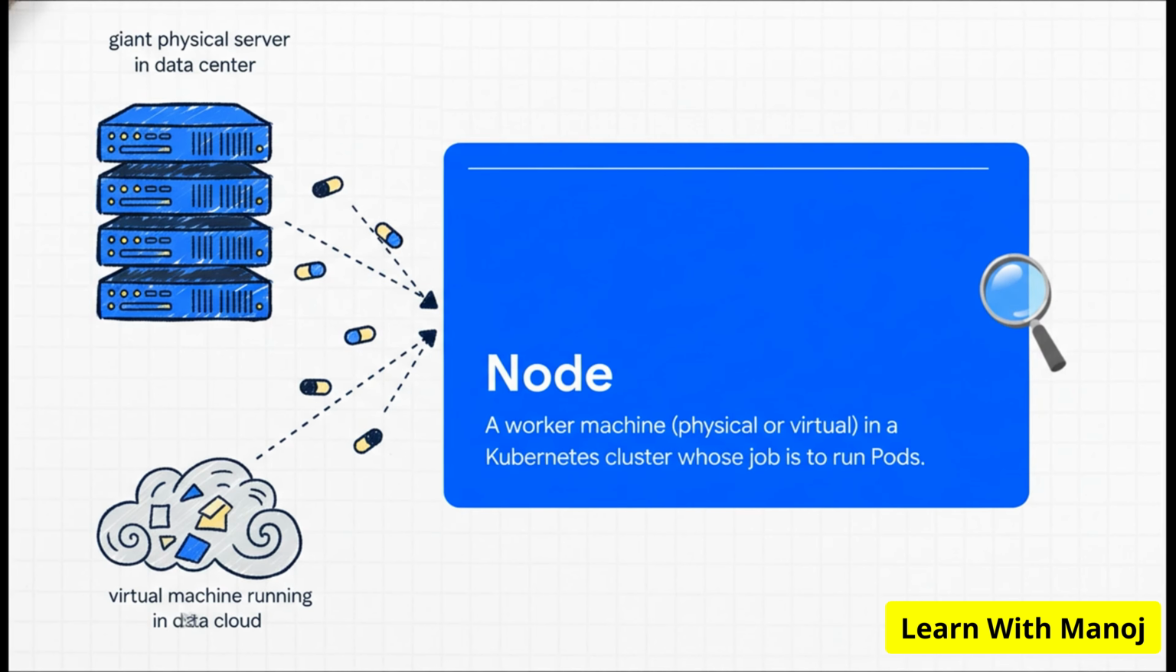Okay, so we've got pods, but where do the pods actually live? Well, they live on something called a node. A node is really just a worker machine. This could be a huge physical server sitting in a data center, or it could be a virtual machine running in the cloud. Its entire job, its whole purpose in life, is to provide the horsepower to run our pods.